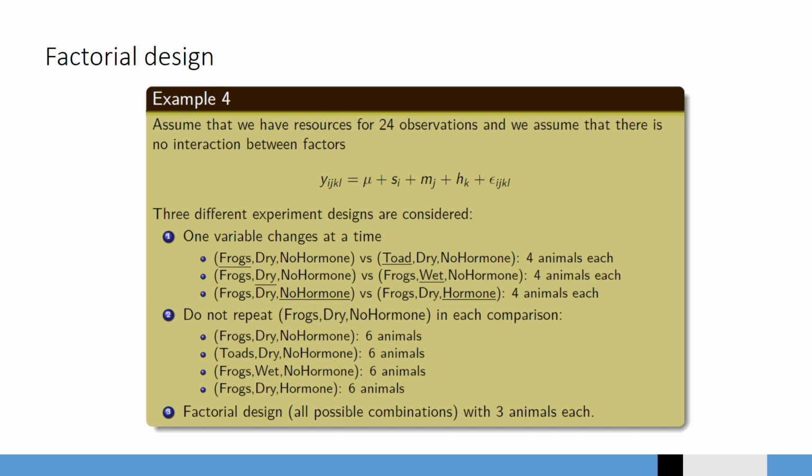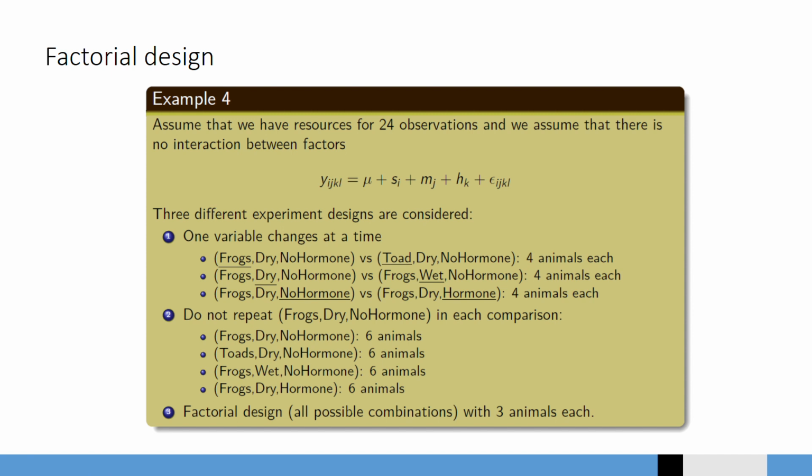And you can put 3 animals in each one of these groups. And these 3 animals, so you have 8 groups, and 3 times 8, so you have 24 animals in total. So these are 3 different designs. Each one of them is using 24 animals, and not all of them are equally good.